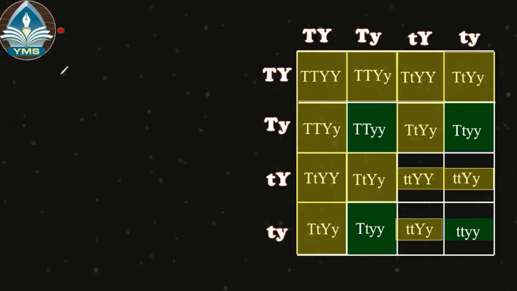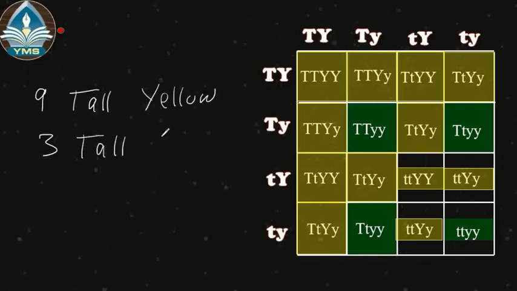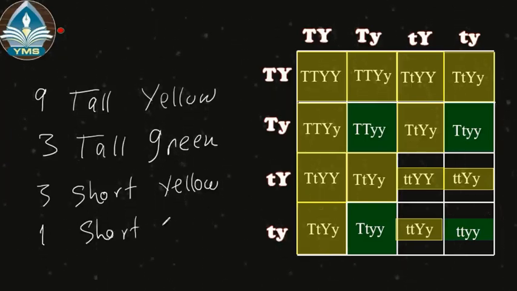Now, if you look at the numbers, we got 9 tall and yellow. We got 3 tall but green. We got here 3 yellow, but they are short. 3 short but yellow. And we got one here, one short and green.